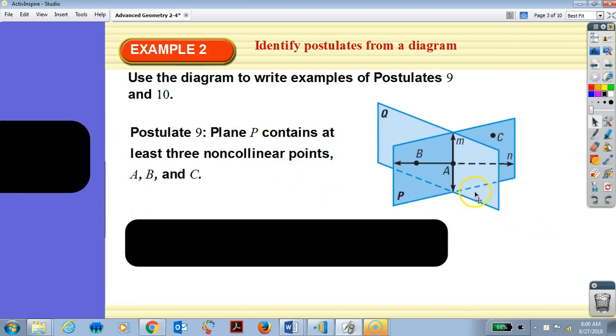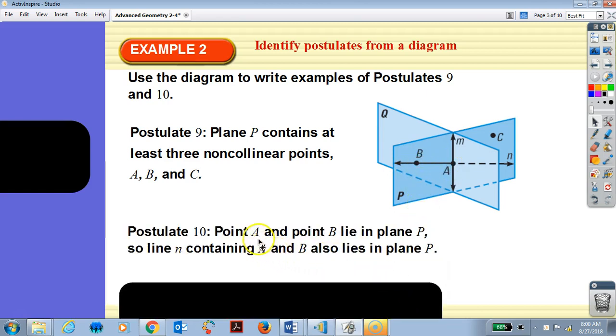How about postulate 10? What is postulate 10? If 2 points lie in a plane, then the line containing them also lies in the plane. So give me an example for that one. Point A and B lie in plane P. Therefore, line AB lies in plane P. Points A and B lie in plane P, so the line N containing A and B also lies in plane P.